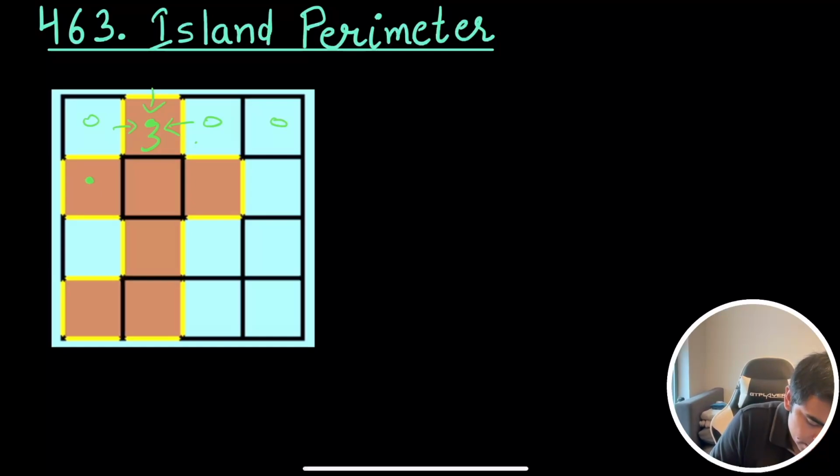Then I'm going to go over here, then I see, okay, this side is water, this side is water, so I'll get 1 from this side, 1 from this side, and 1 from this side. So 3 will be here. Then this has land on all sides, so this will have 0. Then this will have 3, this will have 2, this will have 2, and this will have 3. So the total would be 16.